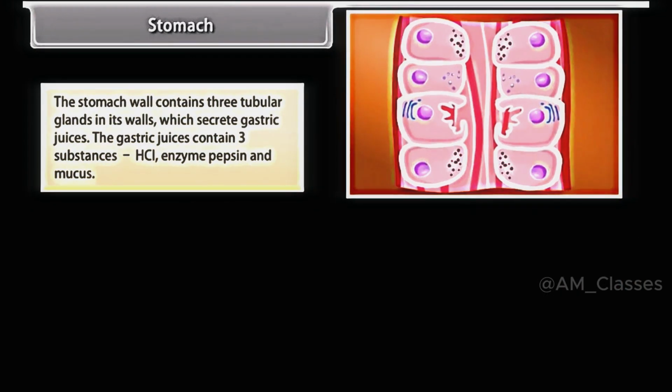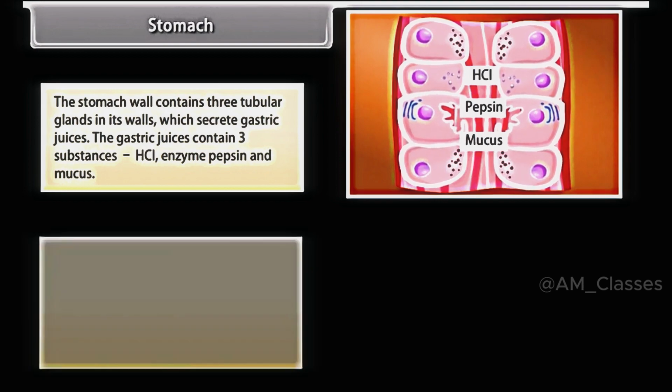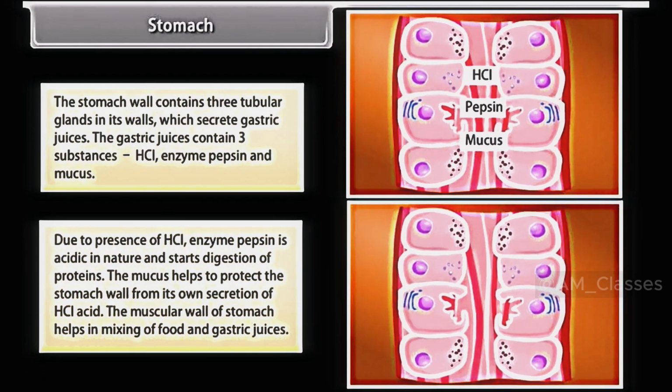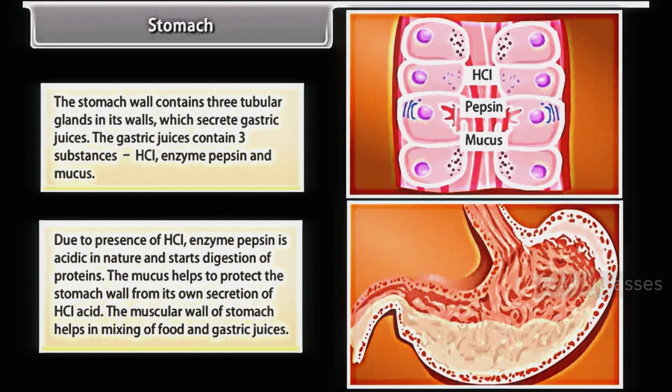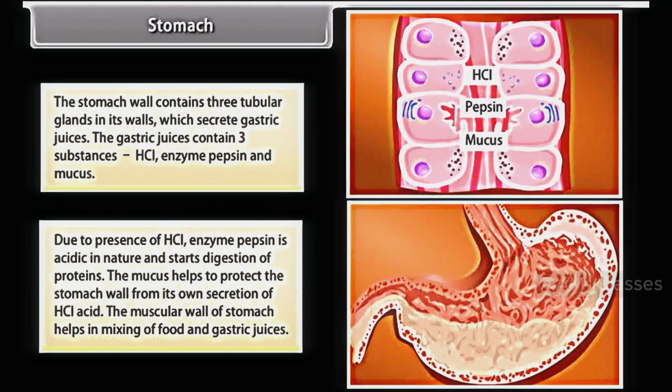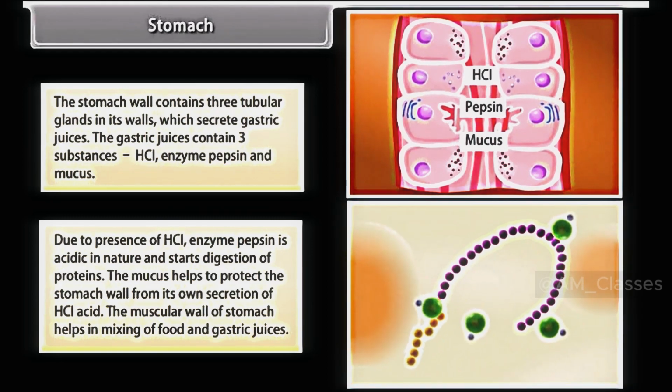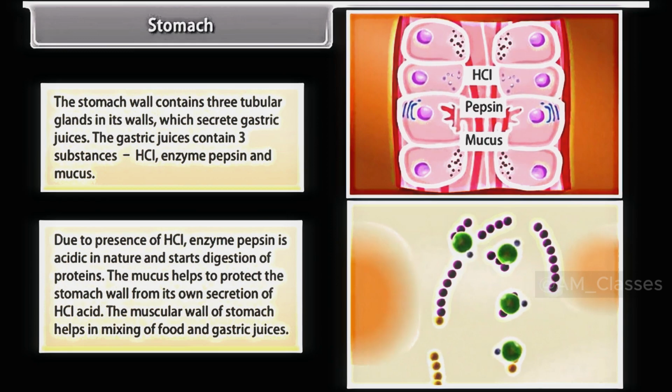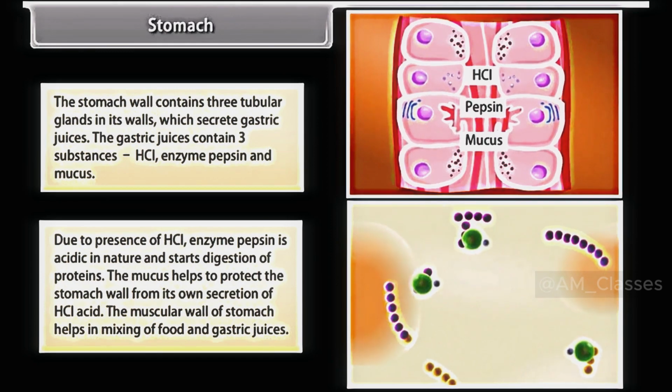The stomach wall contains 3 tubular glands in its walls which secrete gastric juices. The gastric juices contain 3 substances: HCl, enzyme pepsin, and mucus. Due to presence of HCl, the medium is acidic in nature, and enzyme pepsin starts digestion of proteins. The mucus helps to protect the stomach wall from its own secretion of HCl acid. The muscular wall of stomach helps in mixing of food and gastric juices.